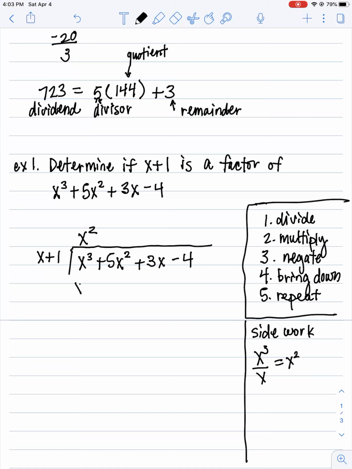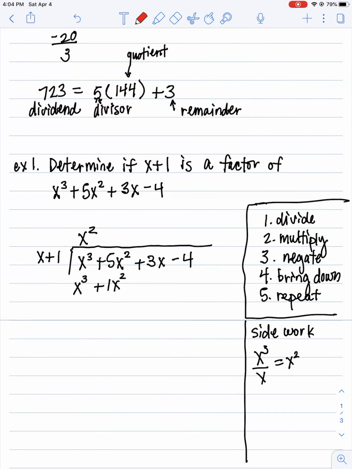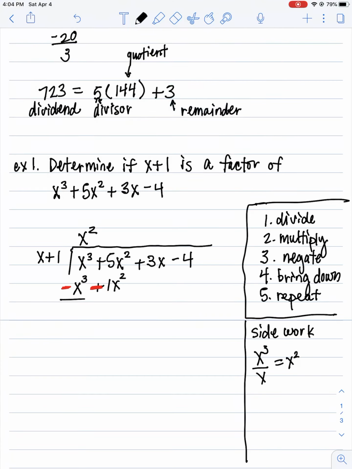Step 1, divide, done. Step 2, we're going to multiply. So x squared times x is x to the 3rd. But hold up, we also need to multiply x squared times 1, and x squared times 1 is 1x squared. Step 3, negate. I'm going to change colors so it doesn't get confusing. Negate means change sign. So this is a positive x cubed, now it's a negative x cubed. This is a positive 1x squared, so now it is a negative 1x squared.